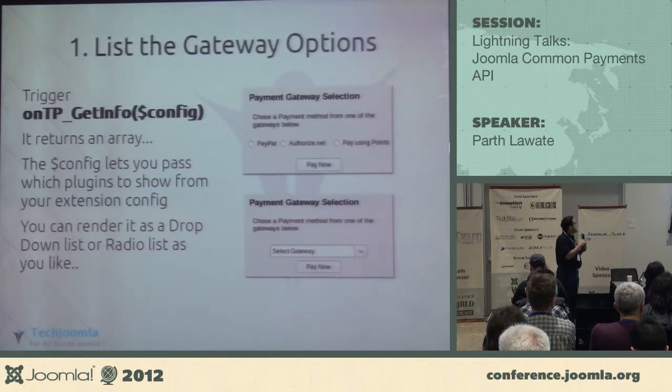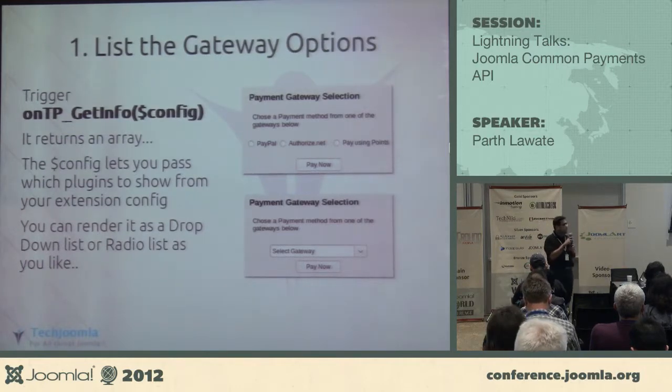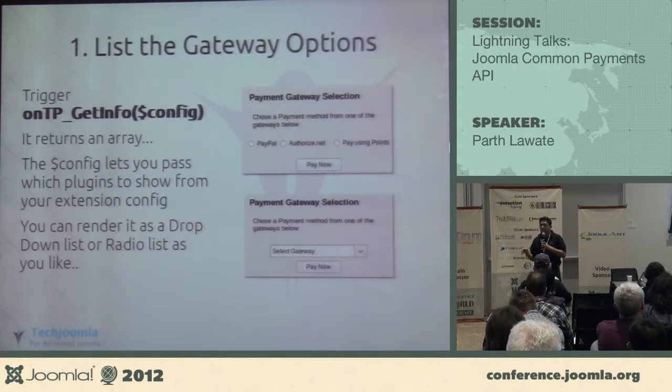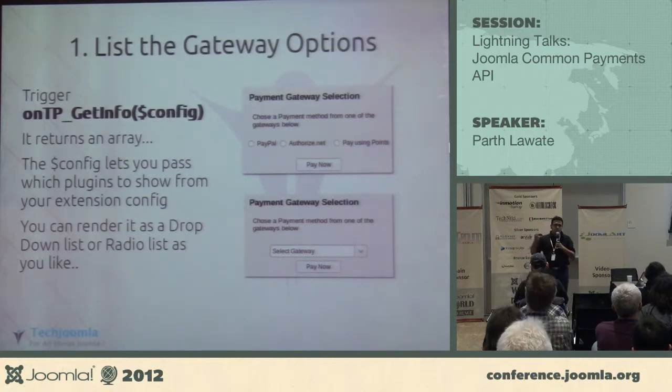So first method, list the gateway options. Wherever you want to show the list of payment gateways available, you simply have to trigger this payment method, which is onTPGetInfo, and pass it the config. Typically you might have 3 or 4 extensions using payments on your site. Let's say we have Virtuemart, I want to use PayPal with Virtuemart, and let's say I have social ads, and I want to use authorize.net with social ads. So I can decide on an extension level which payment plugins I want to allow for that extension.